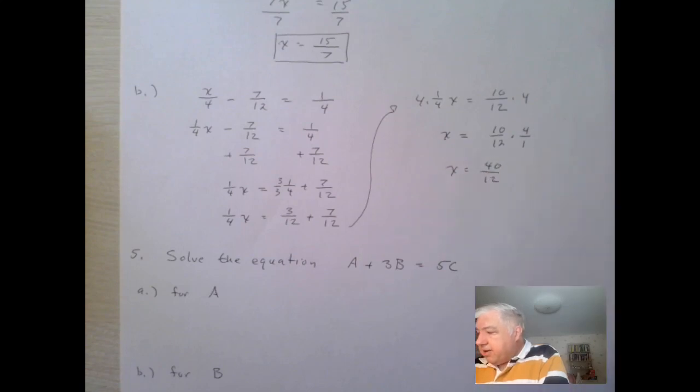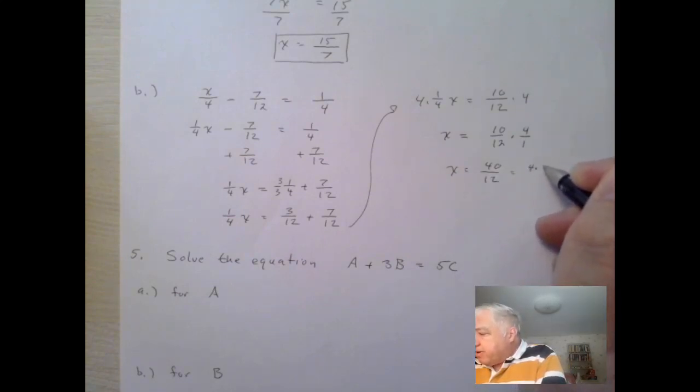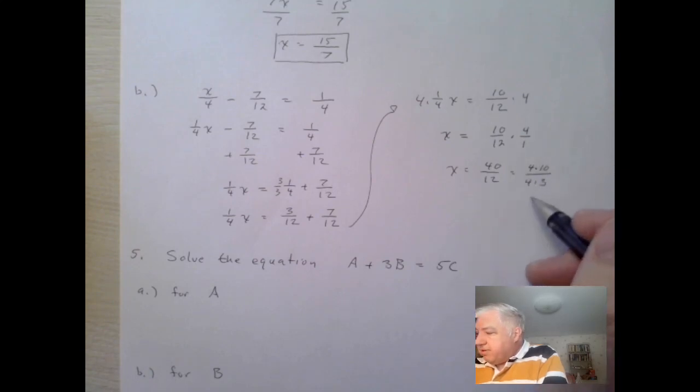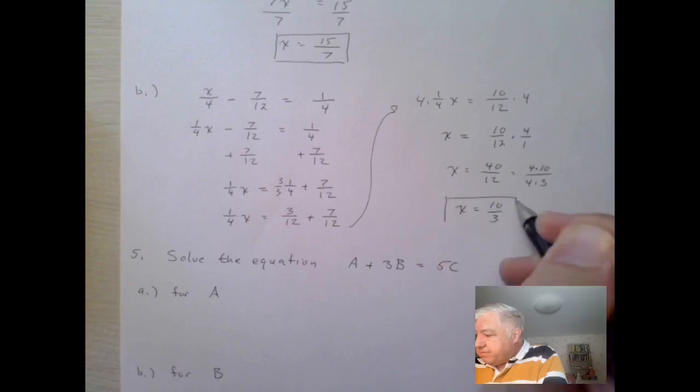40/12. And now we can leave it like this, or we can realize that 40 is 4 times 10, and 12 is 4 times 3. So the 4's would cancel, and we get x equals 10/3. Okay.